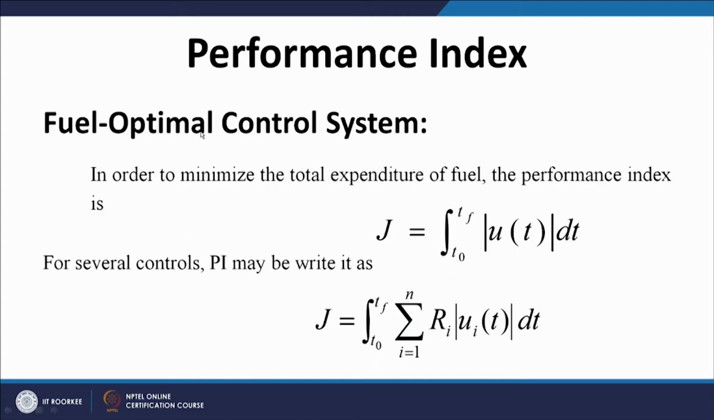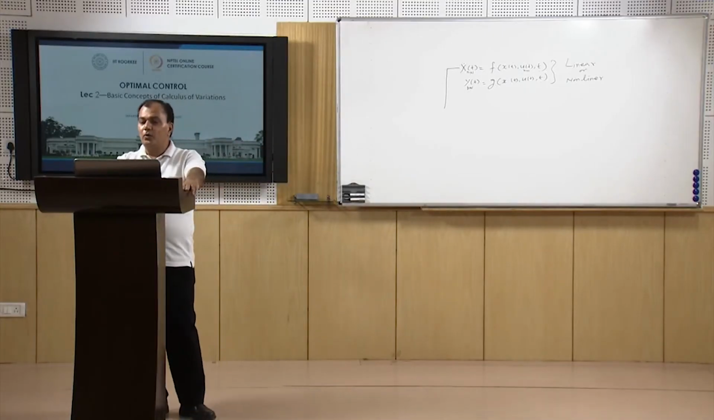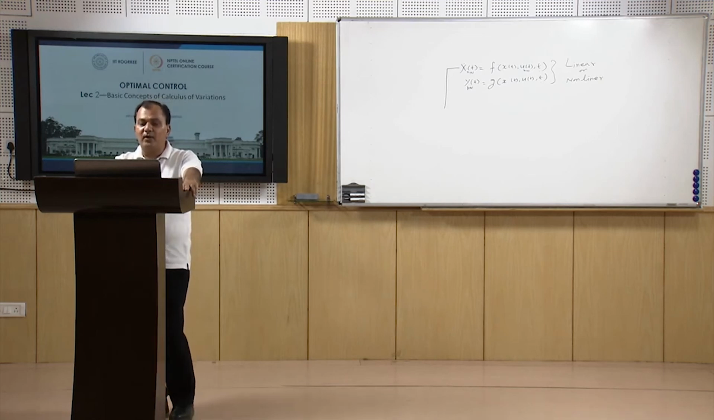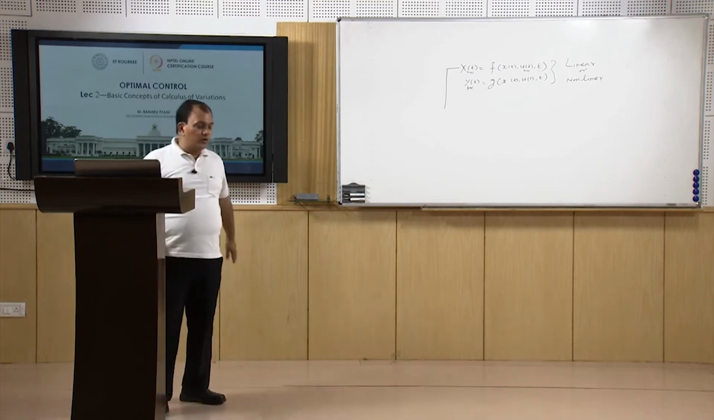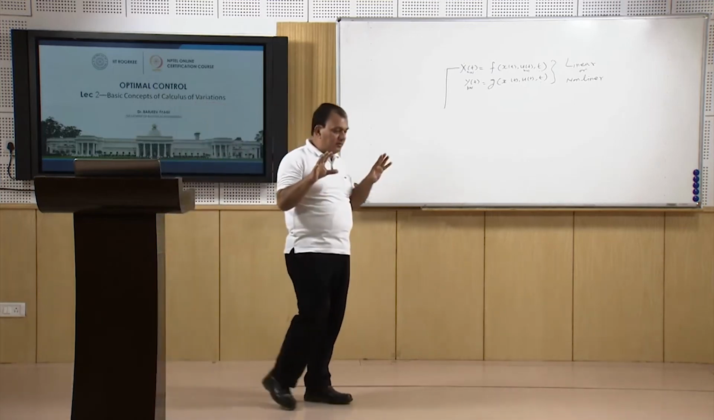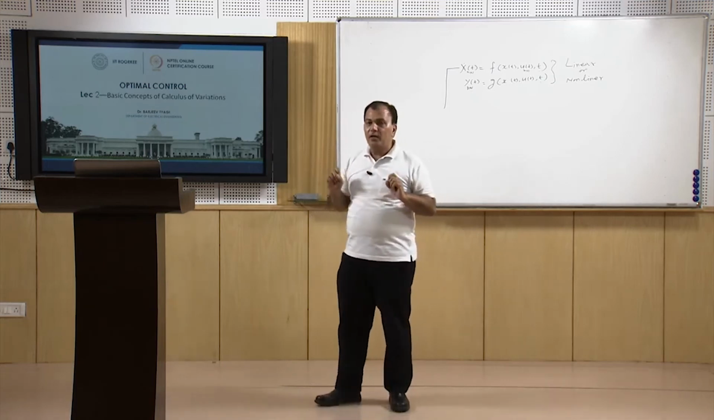We can also have the fuel optimal control system, where the total expenditure of the fuel we take as a sum of u t, which is my input. So, we are trying to minimize this, which is multiplied with some weight matrix. So, my performance index will be J equal to integral of mod of u t dt for a single input, and if I have several inputs, then this is nothing but the summation of Ri mod of ui t. So, depending upon the nature of the problem, basically we have to select what actually will be our performance index.